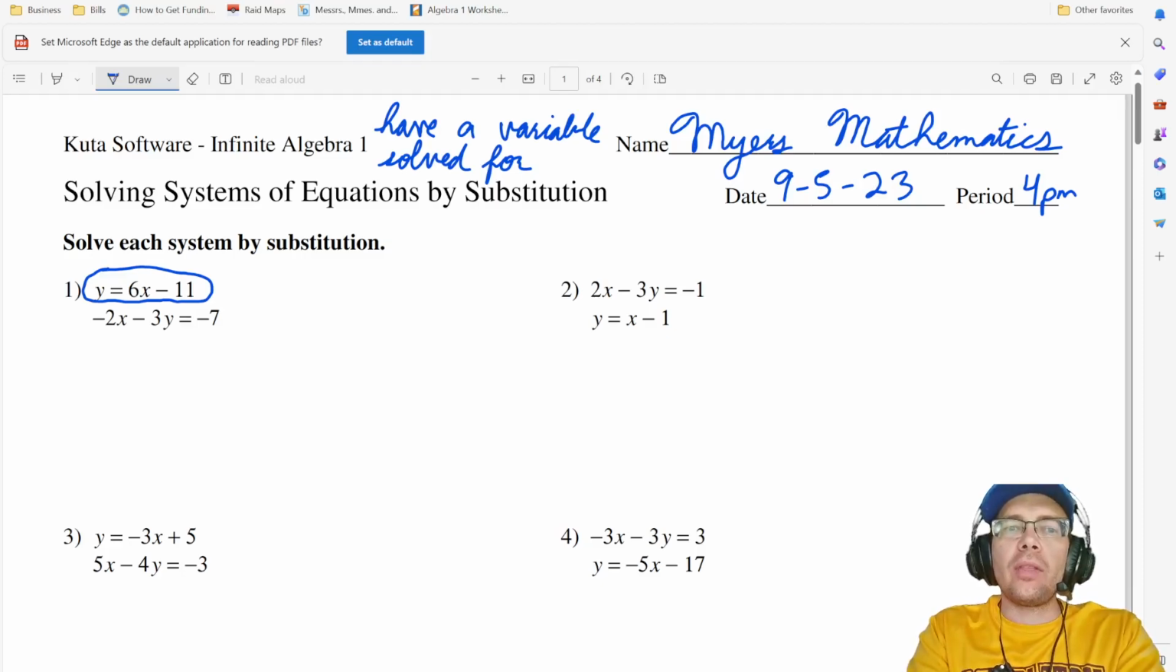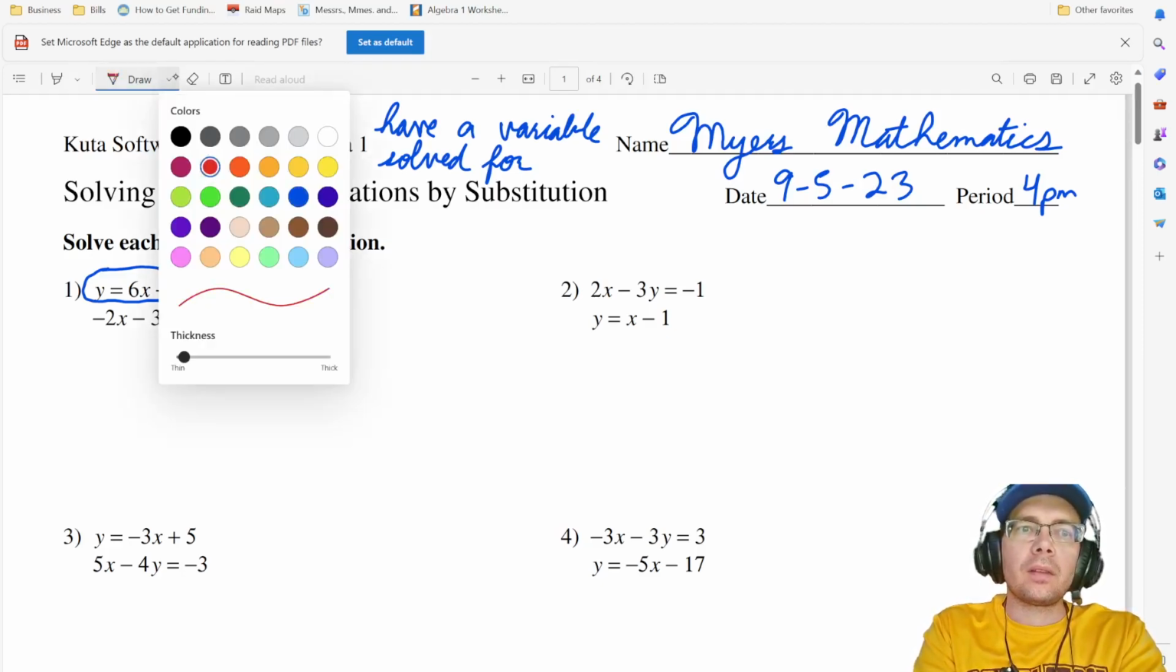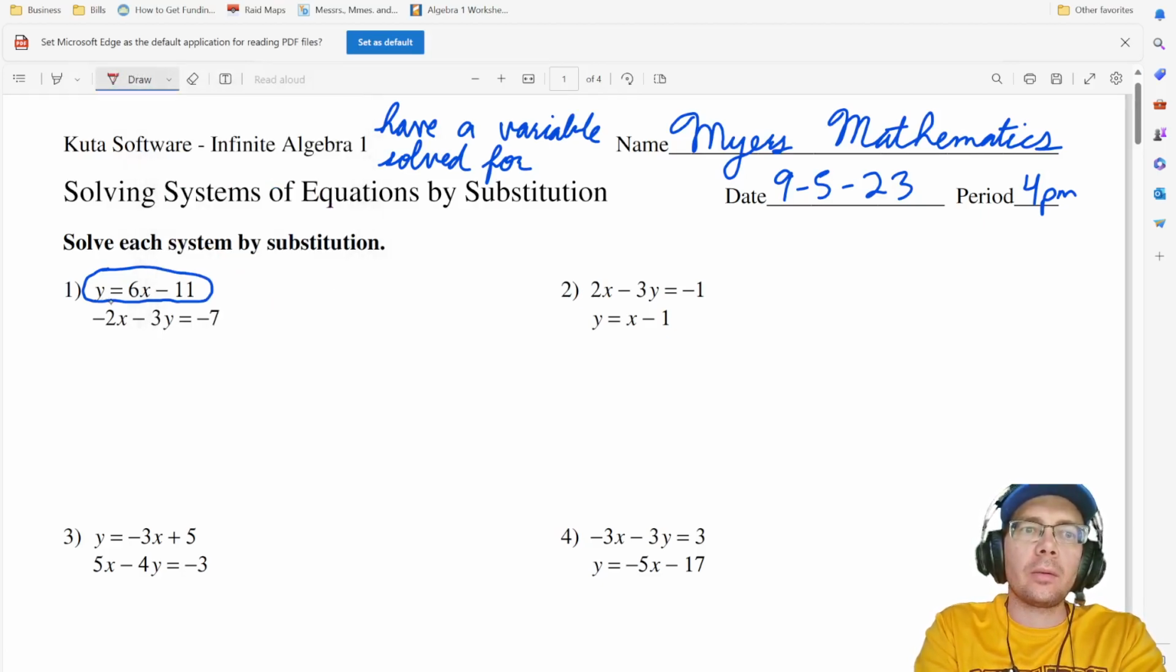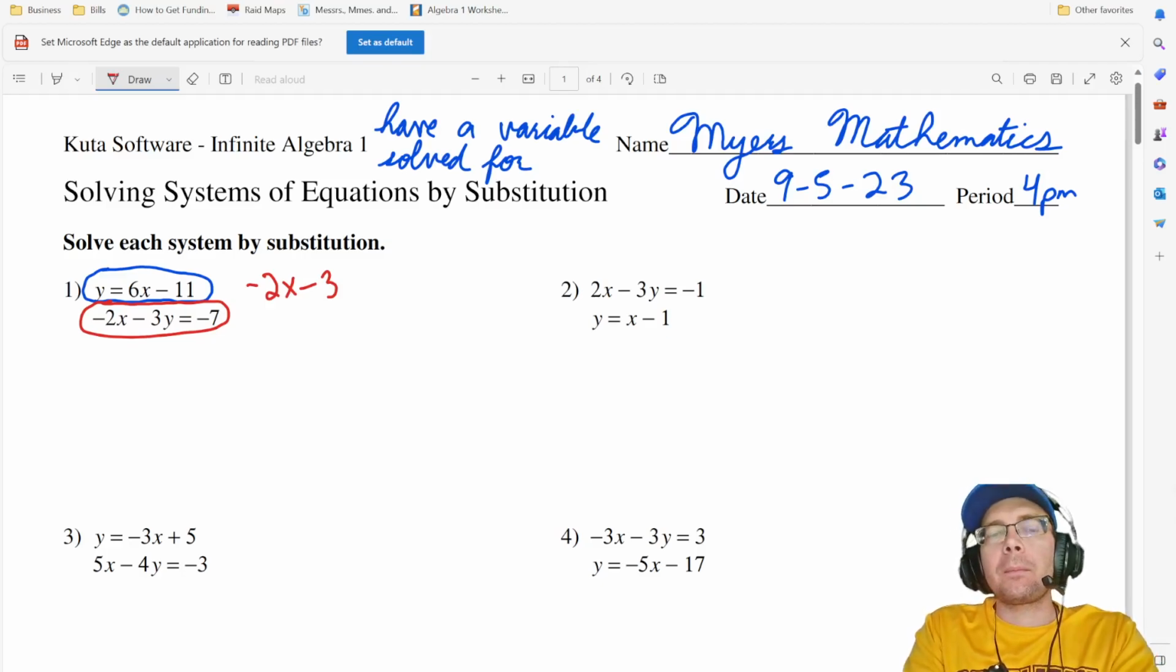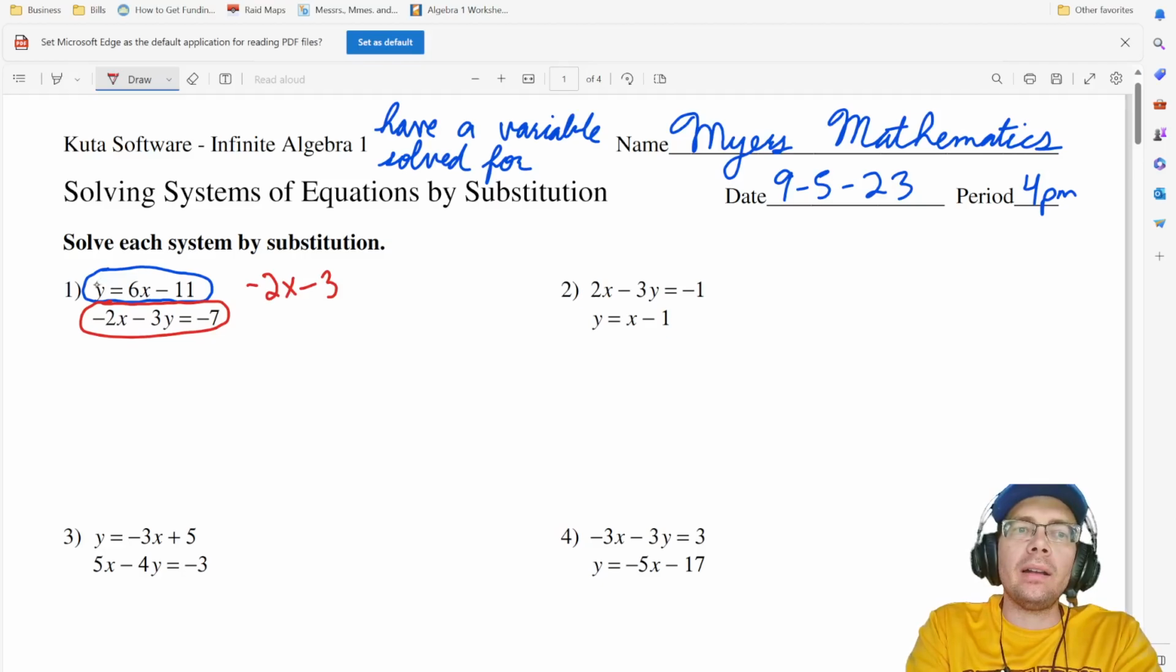So then what do I do with that? Well, let's say that is the blue equation, and the other equation is the red one. So let's say we have blue and red, right? Blue pill, red pill. So in the red equation, I have negative 2x minus 3y. However, I already have y solved for in the other equation.